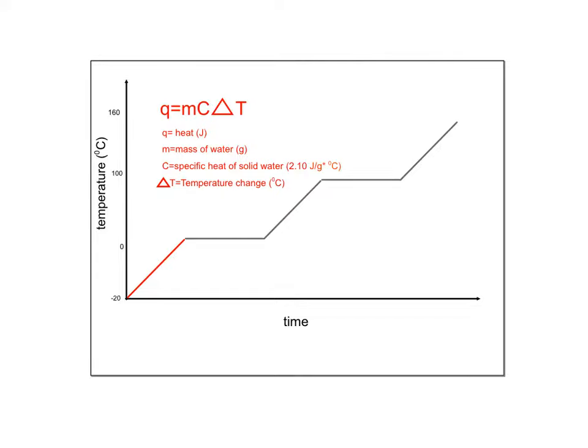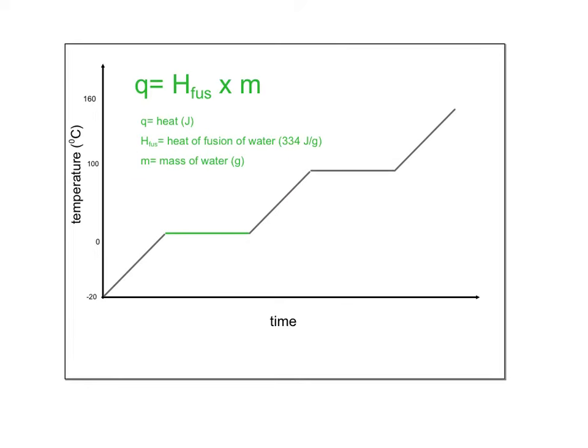So I'll just go through these really quick. If we're starting at -20 going to 0, that red line, we're going to use Q equals MCAT. So we're solving for Q. The unit will be joules. We take the mass that's given in the problem times the specific heat of solid water, again, that's provided for you in the problem, and we're going to multiply that by the temperature change for that line segment. So in this case, times 20, because we went from -20 to 0.